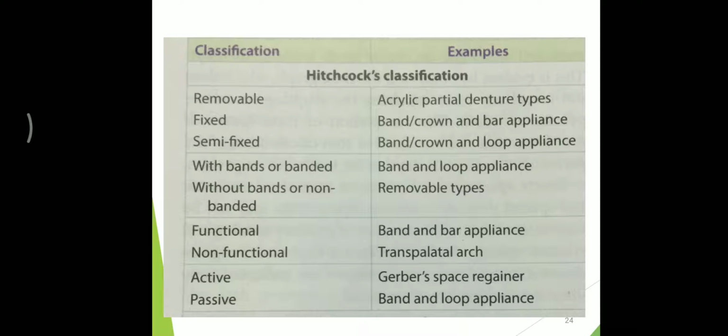Let's see the classification as well as examples. In the case of removable, the example is the acrylic partial denture type, and for fixed it is band or crown and bar appliances. Semi-fixed: band or crown and loop appliances. With bands, or banded: band and loop appliances. Without bands, or non-banded: removable type. For functional, band and bar appliances. Non-functional, transpalatal arch. For active, Gerber space regainer. And for passive, band and loop appliances.